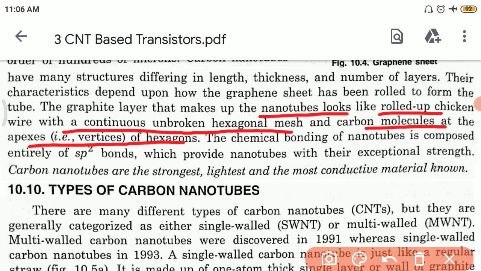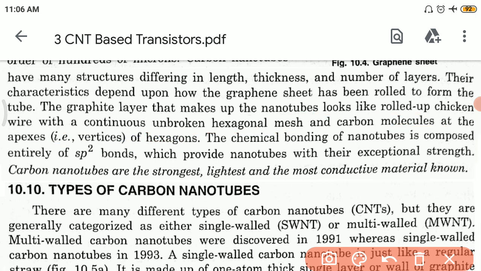Okay, so here the chemical bonding of the nanotube is composed entirely of sp2 bonds, that is sp2 hybridization bonds, which provide nanotubes with their exceptional strength. Okay, so basically the carbon nanotubes are the strongest, lightest, and most conductive material known. Okay, this is conductive to heat and electricity.